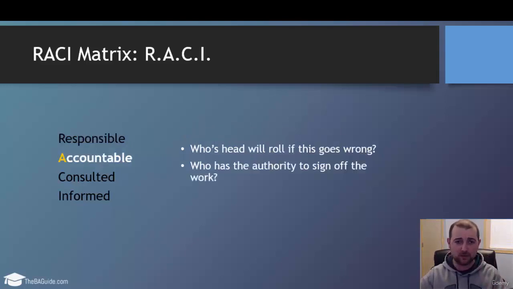The next one is accountable. And this one is, I like to explain it as whose head will roll if something goes wrong, right? Who's the boss? Who's the one that will be in trouble if that task doesn't happen according to plan? And also, it kind of comes down to who has authority to authorize that work, who has authority to approve of the work and validate that that particular task is done correctly to meet the overall business objectives of the project.